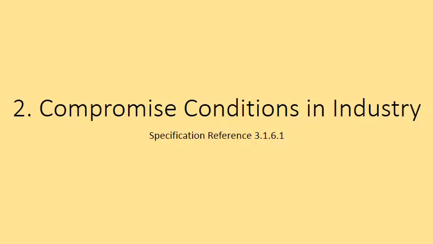Hello and welcome to this second lesson in the equilibrium and redox reaction section, and this one's called Compromise Conditions in Industry. It has specification reference 3.1.6.1.